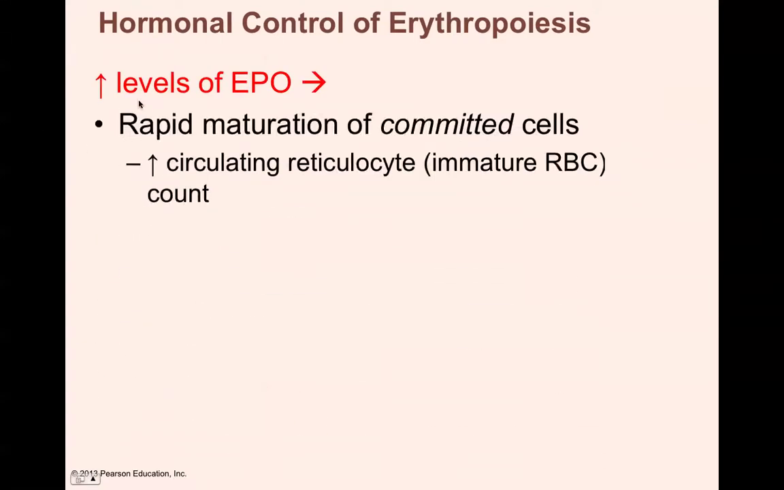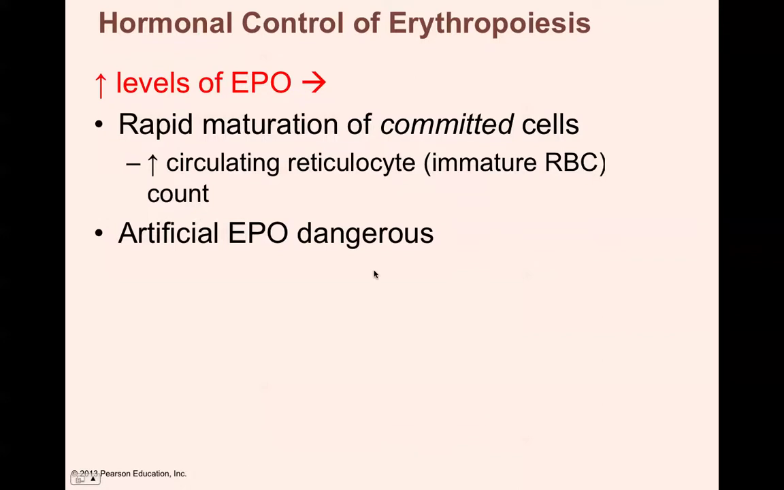So if you have increased levels of erythropoietin, this is going to lead to a rapid maturation of those committed cells. You'll have an increased circulating reticulocyte count. If you remember, this was the cell that was right before that biconcave disc, the actual mature erythrocyte. So a reticulocyte is an immature red blood cell, and so when you're seeing an increase in erythropoiesis, you'll also see a higher reticulocyte count.